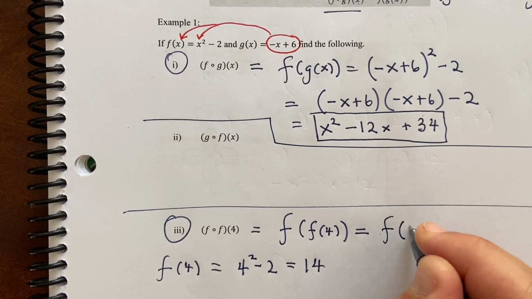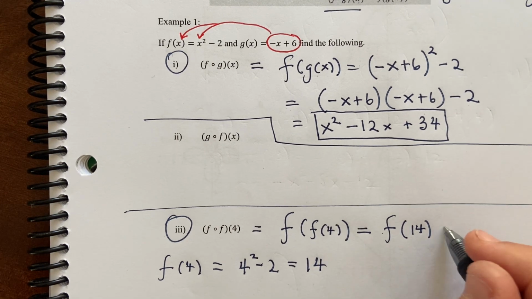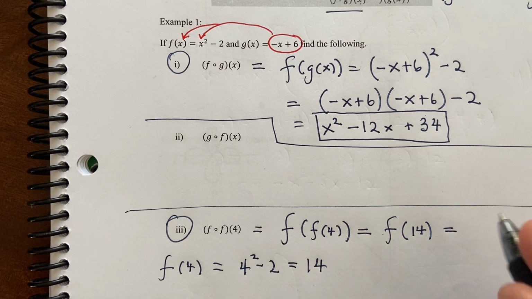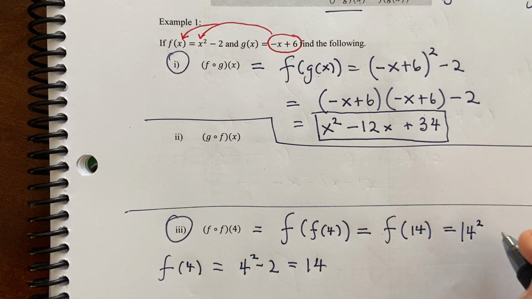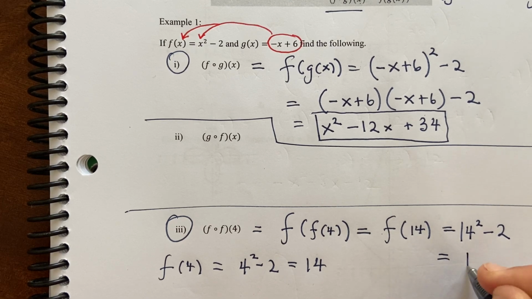So f of f of 4 would be the same as f of 14. So I can plug in 14 now. Get 14 squared minus 2. 14 squared is 196. 196 minus 2, this would be 194.